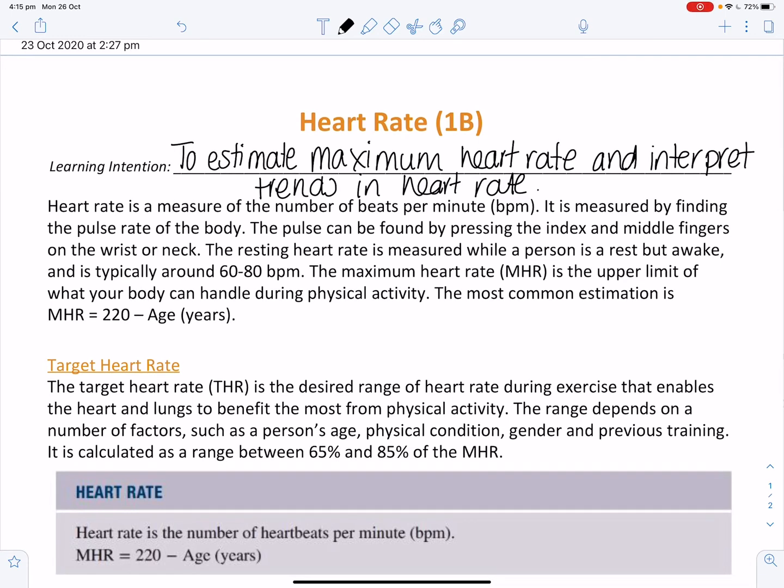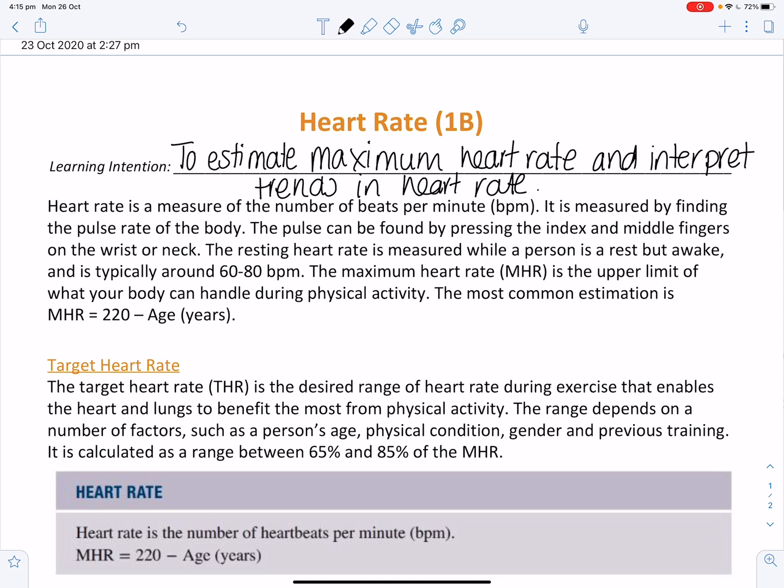Okay, exercise 1B, heart rate from rates and ratios. So the learning intention for today is to estimate maximum heart rate and interpret trends in heart rate. The reason why we're doing this is because calculating and finding your heart rate is a rate, obviously. So it's just an application of the sorts of things we did in 1A.